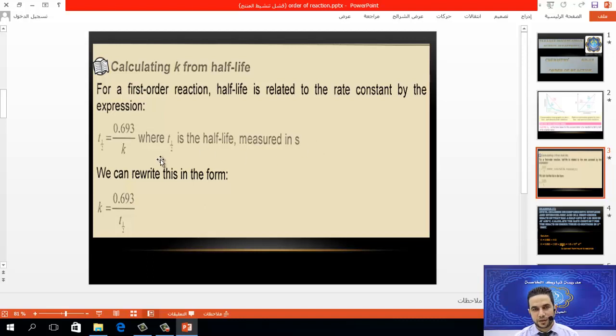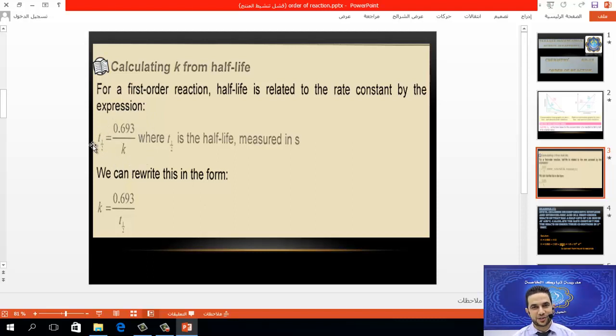So now this relation: T half equals 0.693 divided by K. 0.693 is a constant in the rule. So we have only T half and K. If we rewrite it in another form, we can write that K equals 0.693 divided by T half. But take care, this rule can only be used with a first order reaction.